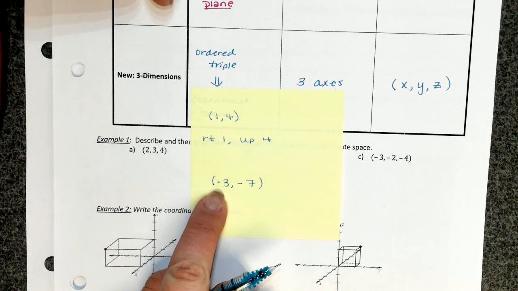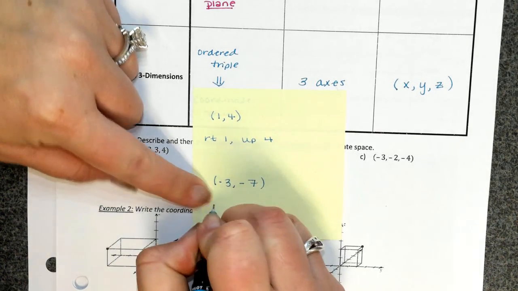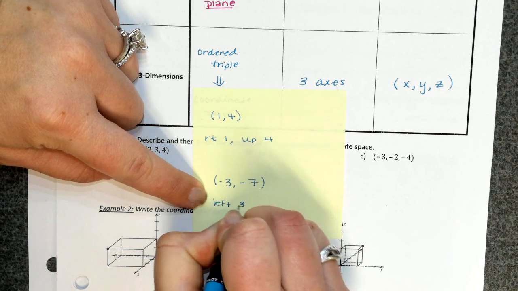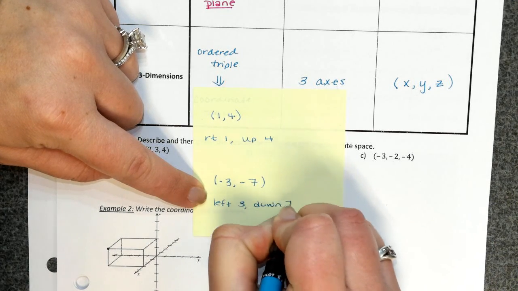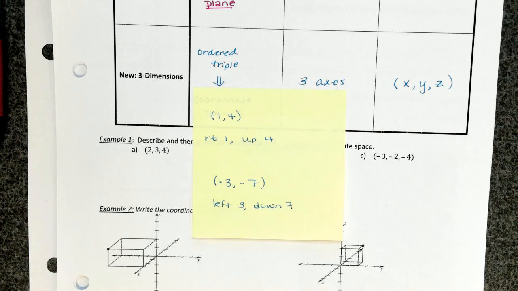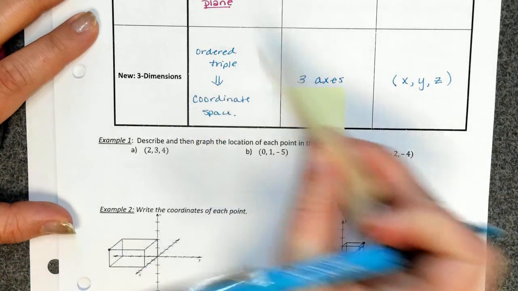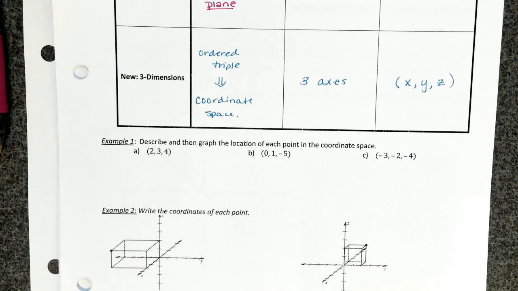If I went -3, -7, how would those ones move? Your x goes left and right, so we're going to go left 3, then down 7. Okay, so that was before. Now all of a sudden we have 3 numbers to look at.